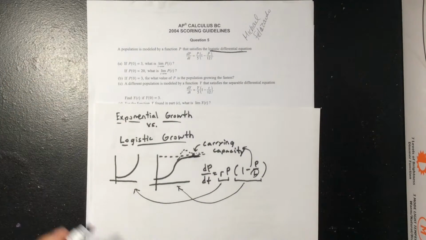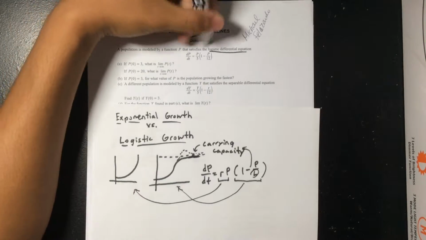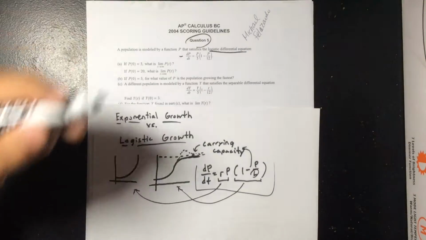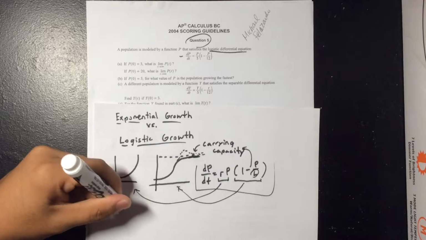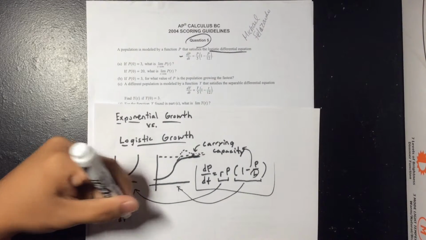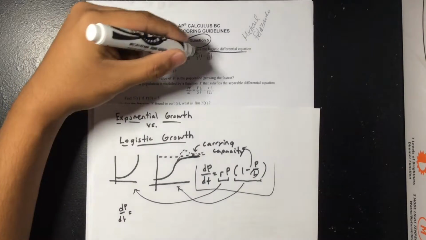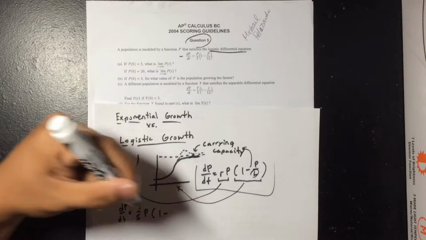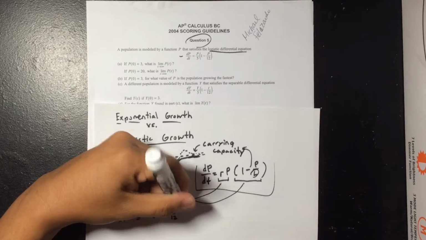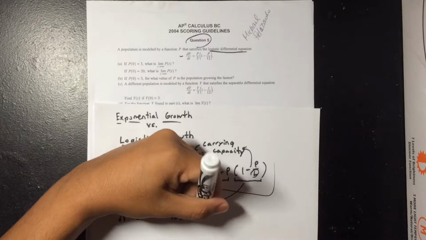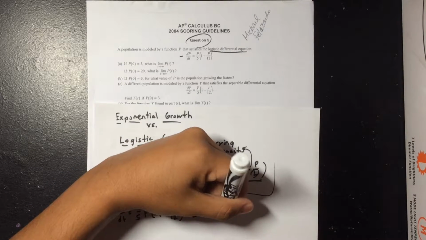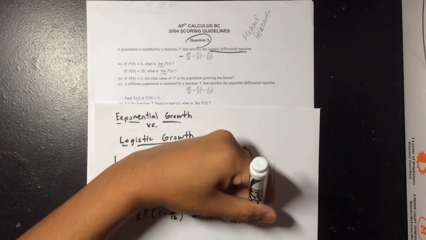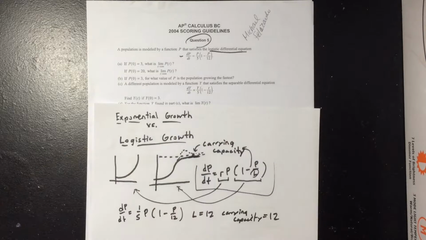And so, going back to the actual question, you can see that this form resembles what we have here. In this question, we have dp/dt is equal to r, in this case 1/5, times the population times the quantity of 1 minus p over 12. So we know that L in this case is equal to 12, so our carrying capacity is equal to 12. And what does this mean?